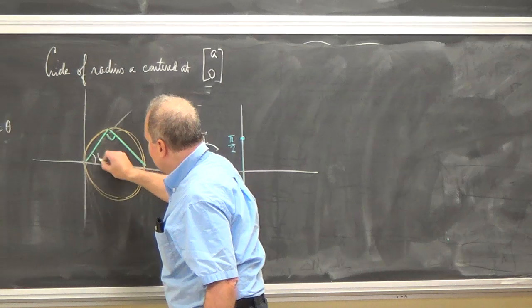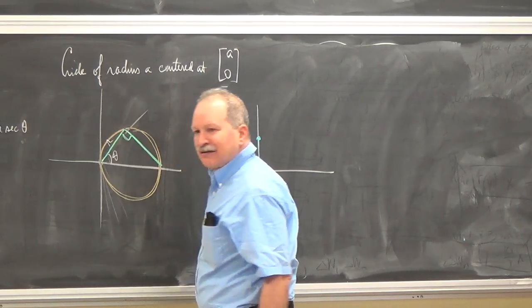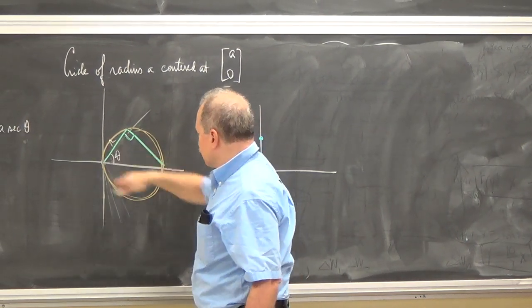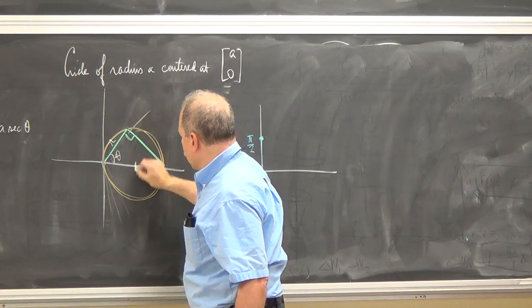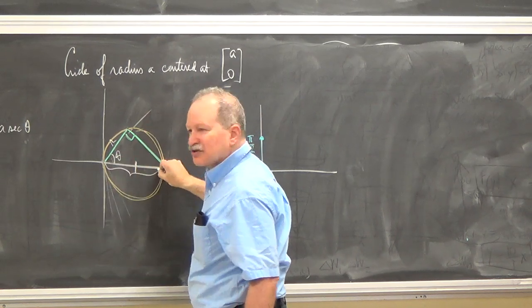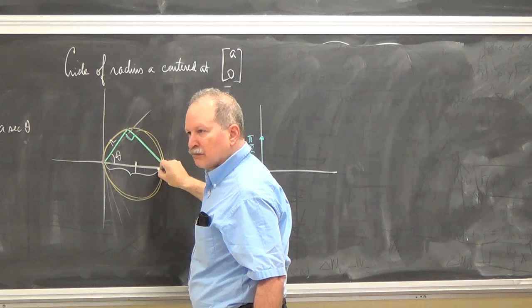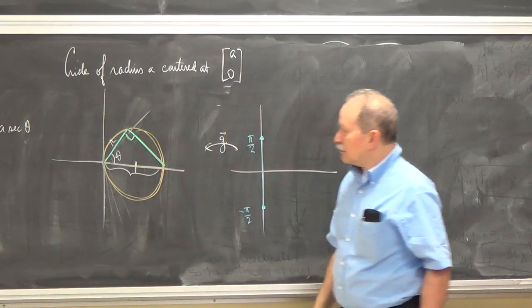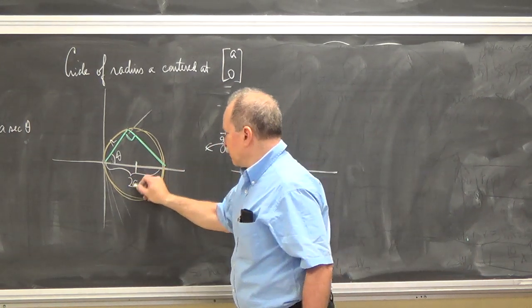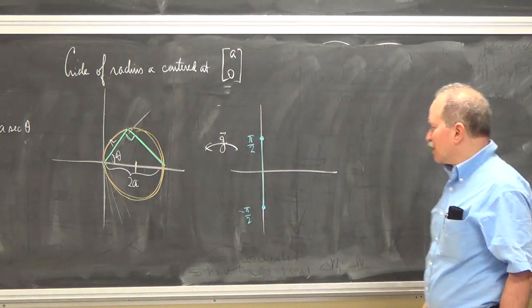So here's theta. Here's r. In this picture, what equation? This is radius a. So what's the hypotenuse? It's 2a, whatever the max. So what trig equation can I write down here?